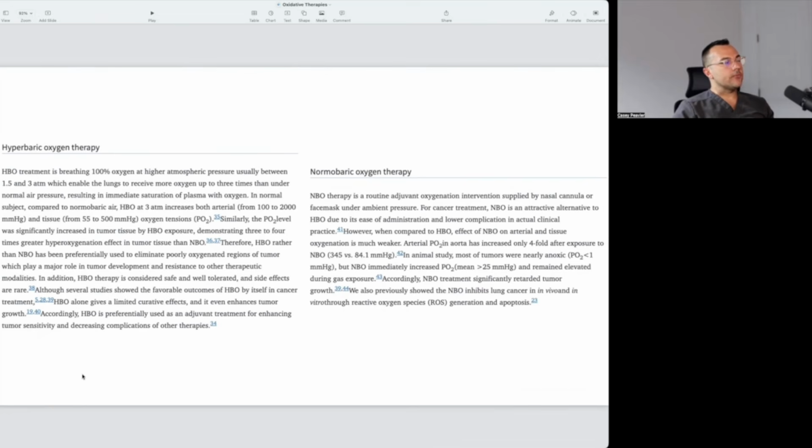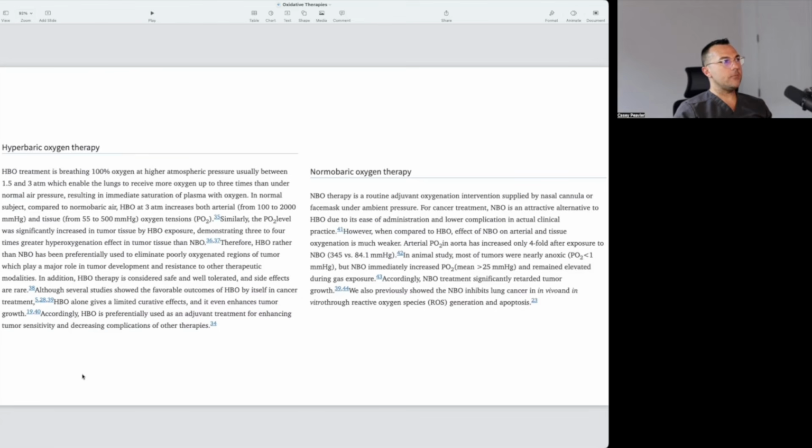Hyperbaric oxygen therapy. HBO, hyperbaric oxygen treatment, is breathing 100% oxygen at higher atmospheric pressure, usually between 1.5 and 3 atmospheres, which enables the lungs to receive up to 3 times more oxygen than under normal pressure, resulting in immediate saturation of plasma with oxygen. In normal subjects, compared to normobaric air, hyperbaric oxygen at 3 atmospheres increased both arterial oxygen tension from 100 to 2000 millimeters of mercury and tissue oxygen tension from 55 to 500 millimeters of mercury.